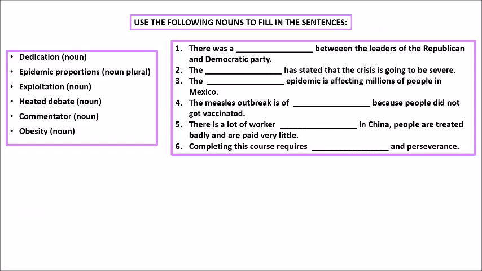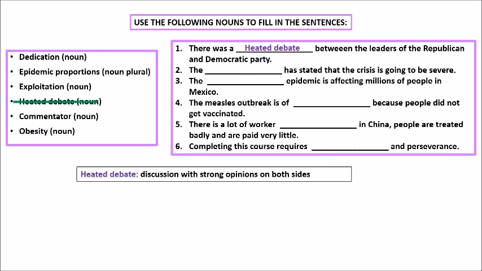Okay, moving on to this activity. We have several nouns to fill in the blanks. So for number 1, the correct answer is, there was a heated debate between the leaders of the Republican and the Democratic Party. So this is a discussion with strong opinions on both sides. We can have, for example, Joe Biden against Trump for this presidential election.